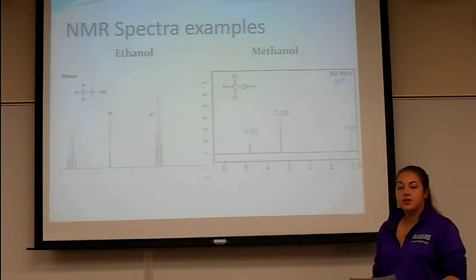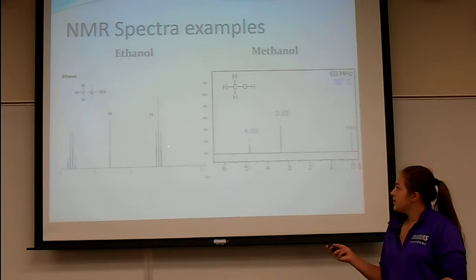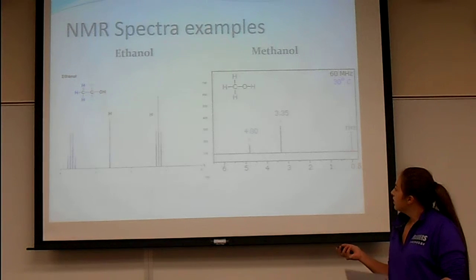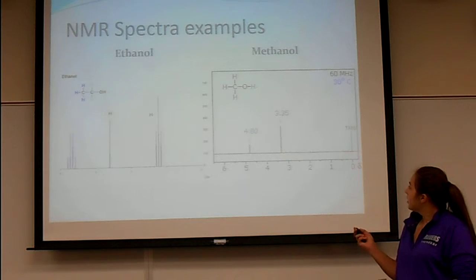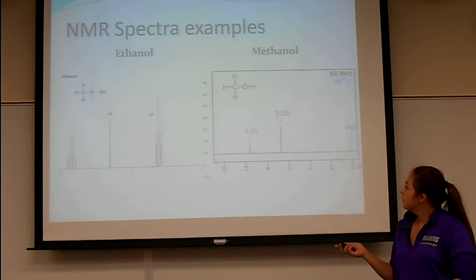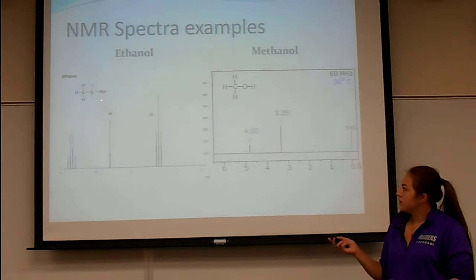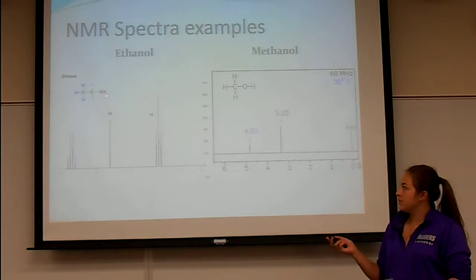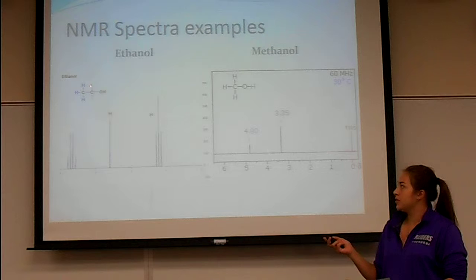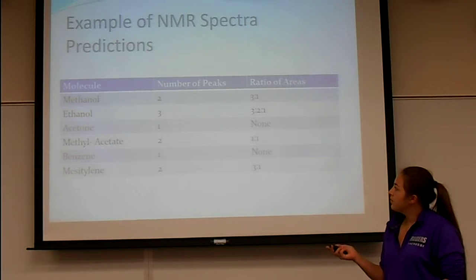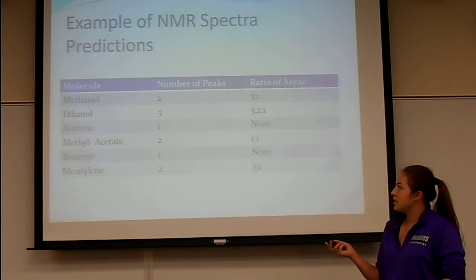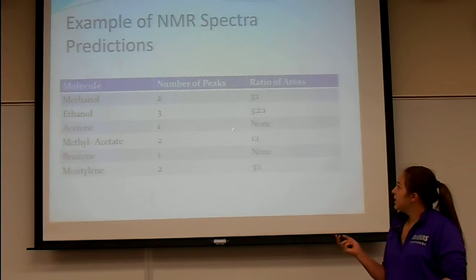Here are some NMR spectra examples. From here we can see the different peaks and charts. This one is ethanol, it has 3, and this one is methanol, it also has 2. Up here shows us the element, it has an oxygen bonded to a hydrogen and a carbon bonded to a hydrogen. Here it also has an oxygen bonded to a hydrogen and a carbon bonded to a hydrogen. From there we were able to fill out charts such as these, telling us the number of peaks and the ratios of each of the areas.